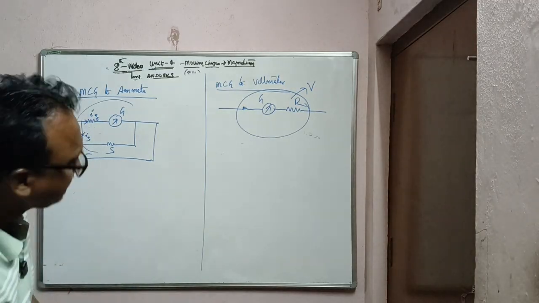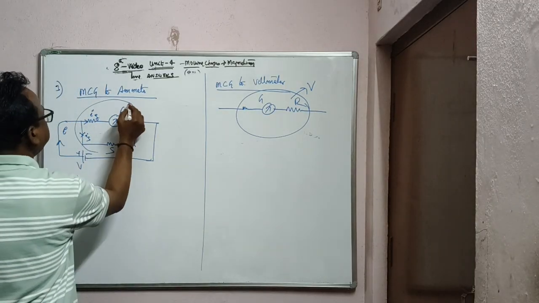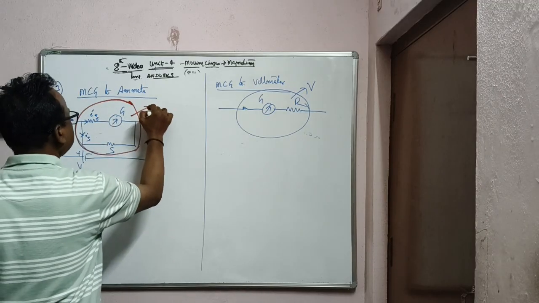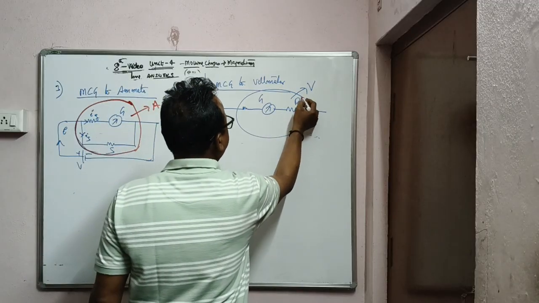I will draw it with red for you. See, this one is an ammeter. This is a voltmeter.